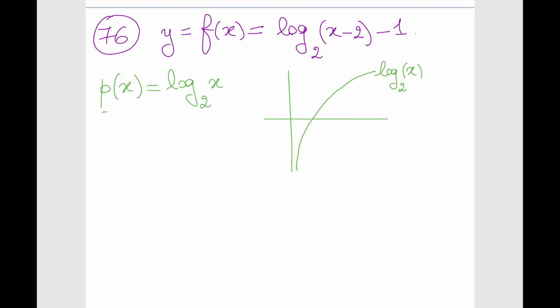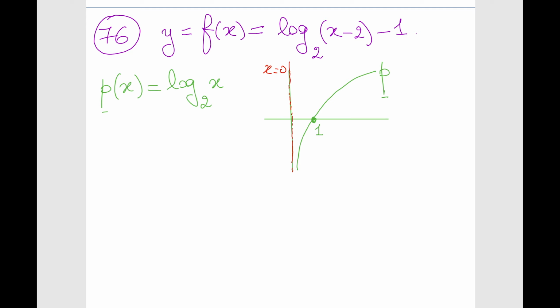Let me write just p. And this point is what? This is 1 comma 0, correct? And what's the asymptote? Let's keep track of this like we used to do in the previous section. The asymptote is the vertical line x equals 0. So this is the vertical asymptote for the parent function p.